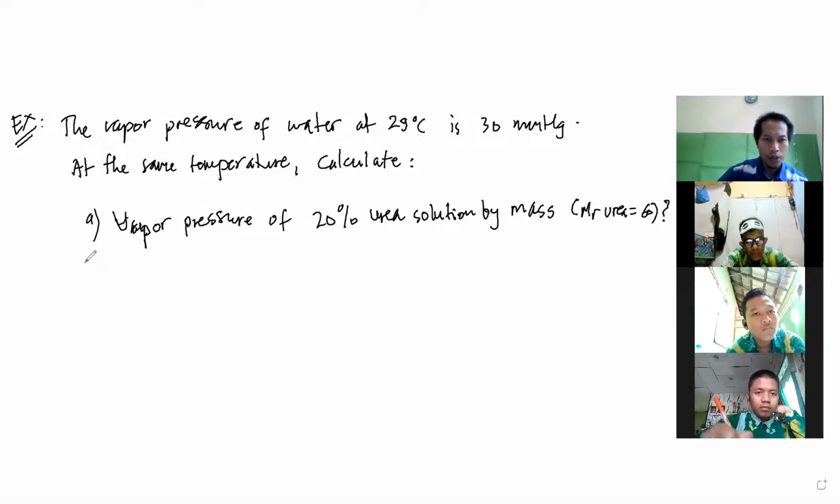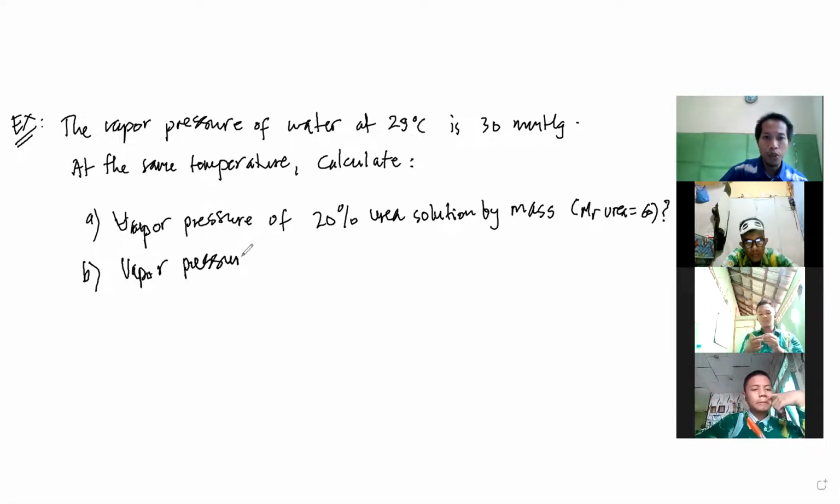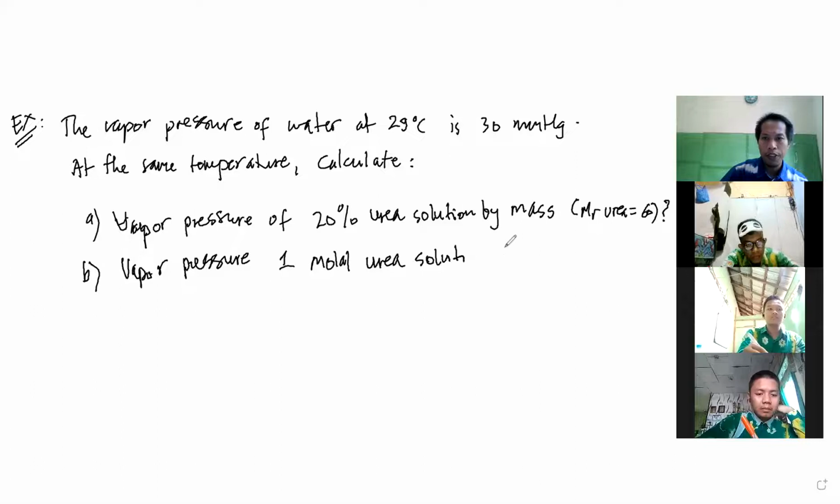And question 2: what is the vapor pressure of the same urea solution, but now given as a 1 molar urea solution? So two different questions. Let's start from A first. If you got the answer for part A, please write down the answer in the chat column.